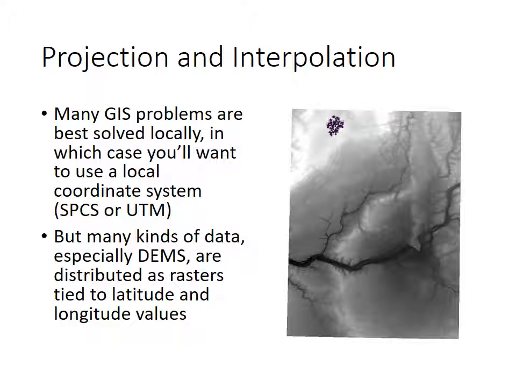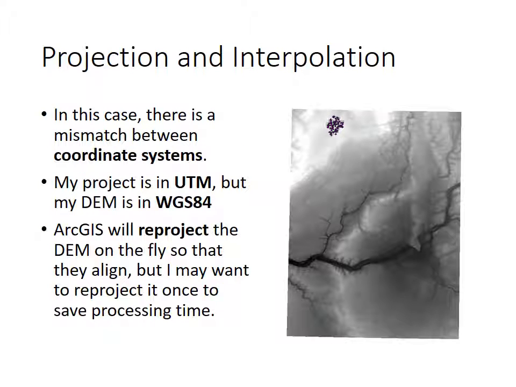So many kinds of data come to you in different coordinate systems. So you might download the boundary of the city of DeKalb, and that's in UTM, or the state plane coordinate system. But you may download something else like elevation data that comes to you in WGS 84, or just latitude and longitude more generally. And when that happens, you've got this mismatch between coordinate systems.